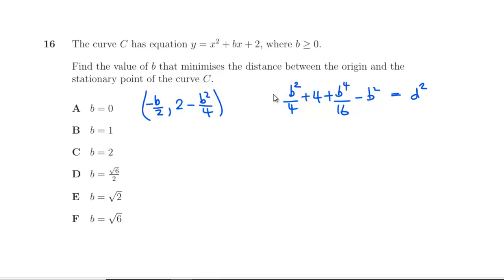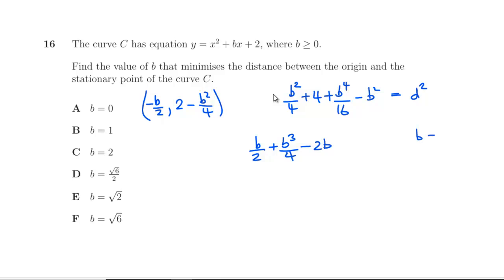There's not really much point in square rooting it though, is there? Because if we want to minimize the square of the distance, it's the same as minimizing the distance. So yeah, let's just differentiate this. So I'll have a b over 2, that will go away. I'll have a b cubed over 4, and I have a minus 2b. So I want to set that equal to 0.